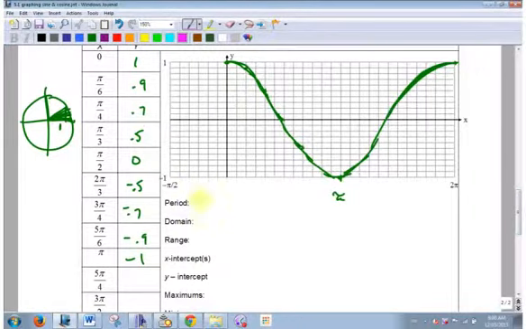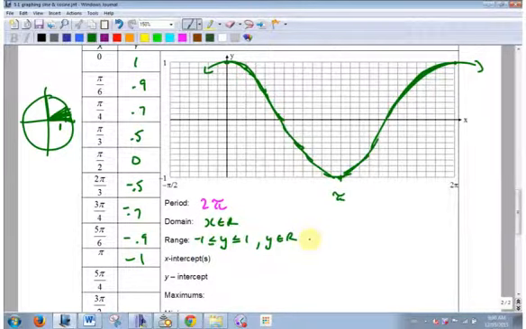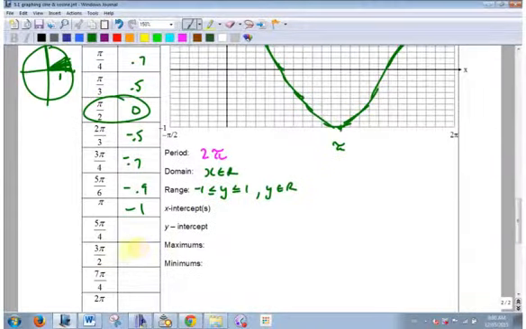Period: 2 pi for one complete cycle. Domain, this doesn't stop. It keeps going. X is all real. What's the range? Same thing. From -1 to 1. X-intercepts: pi over 2. And where was the next one? 3 pi over 2.